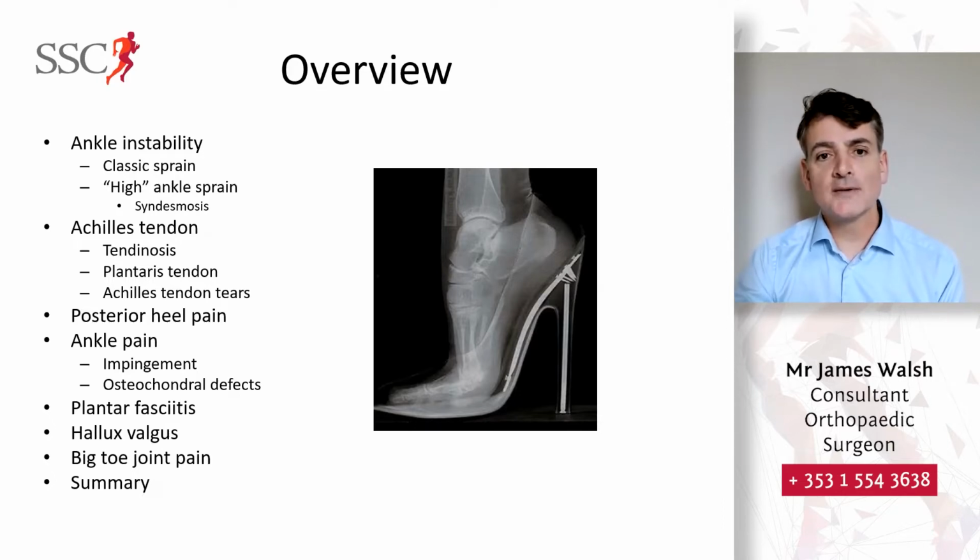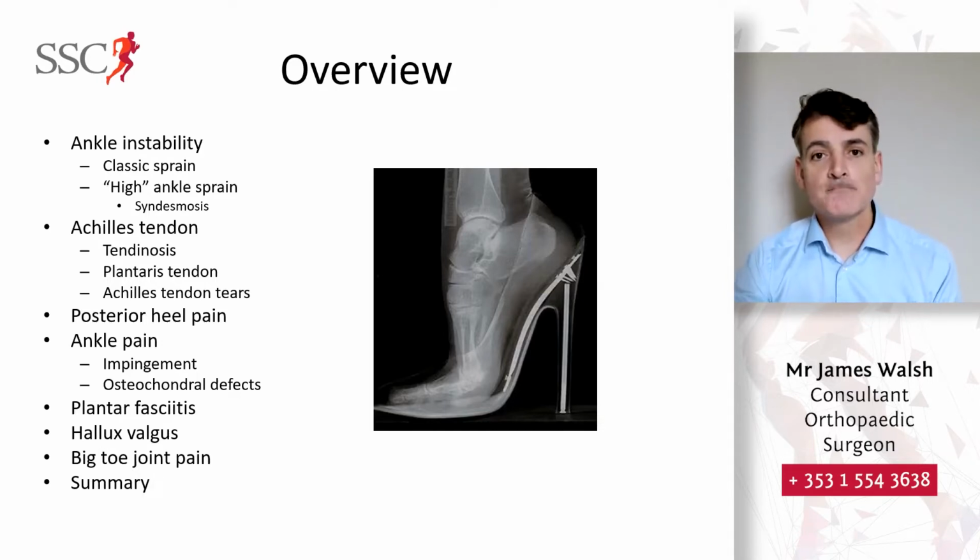And we're going to talk about that before moving deep into the actual ankle itself to talk about ankle impingement at the front and at the back, and then talk about deep ankle degeneration or osteochondral defects. We're then going to talk about plantar fasciitis, bunions or hallux valgus, and then finish off with just a bit on big toe joint pain. And then we'll summarize our findings and there'll be time for questions afterwards.